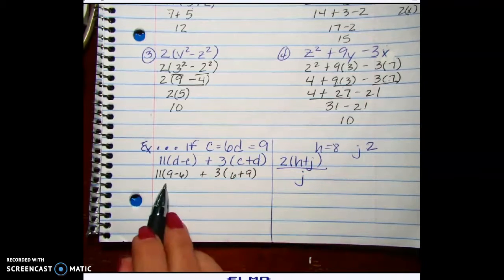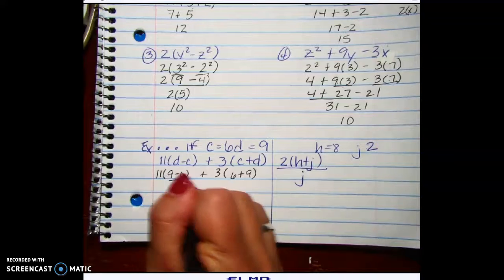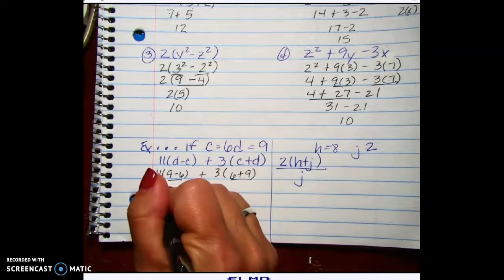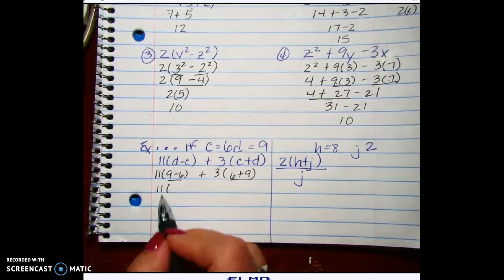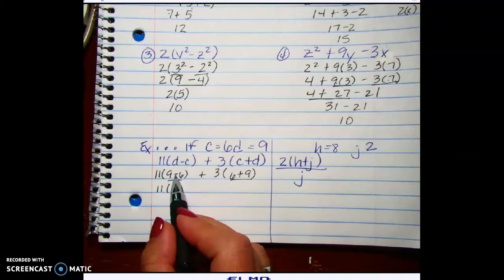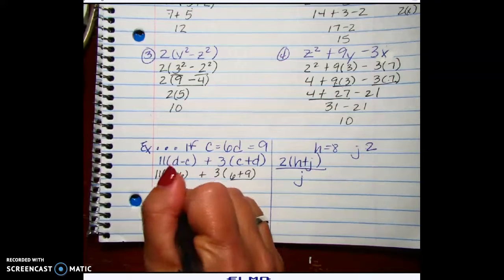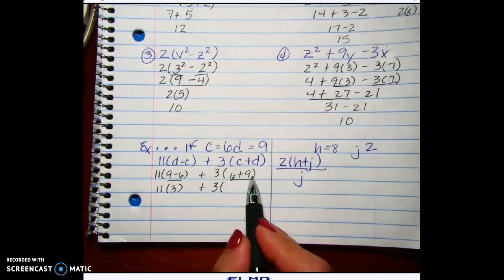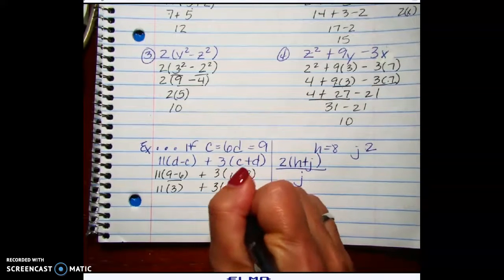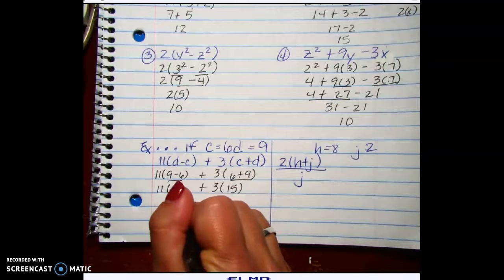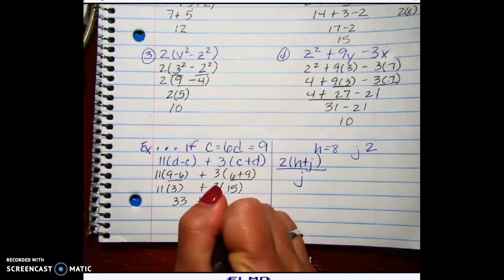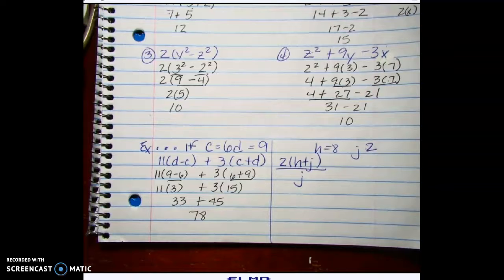So now I start with my parentheses. I have 2 sets of parentheses. I'll go over here and work it. I rewrite 11 and I put my parentheses. What is 9 minus 6? It's 3. Plus 3 parentheses. What is 6 plus 9? 15. I end up with 33 plus 45, which equals 78.